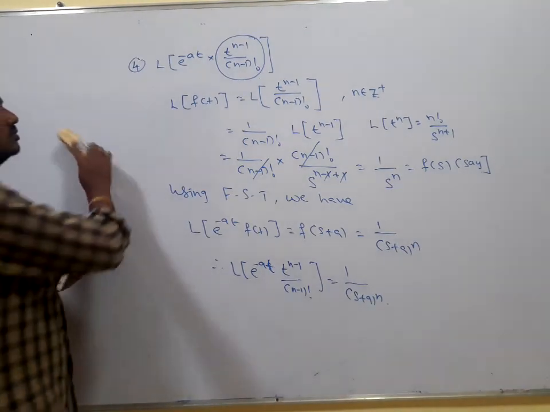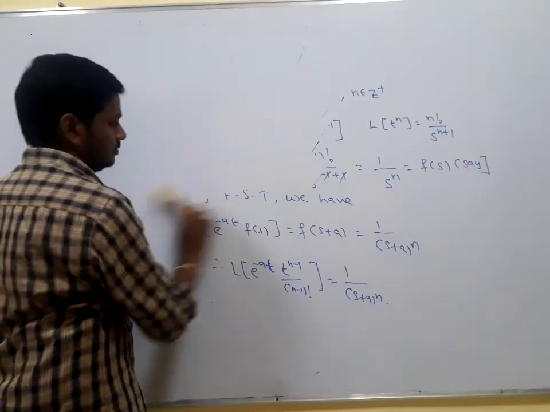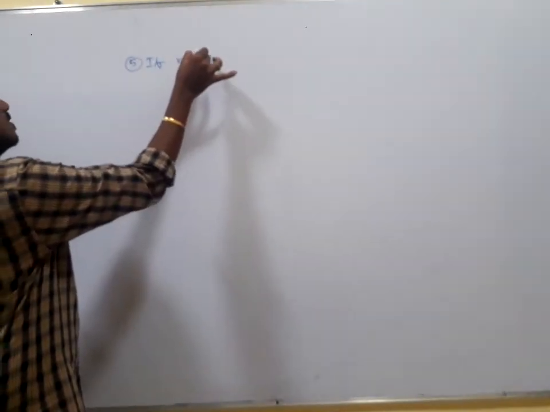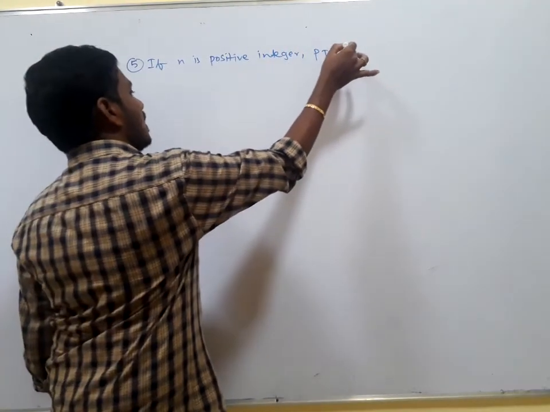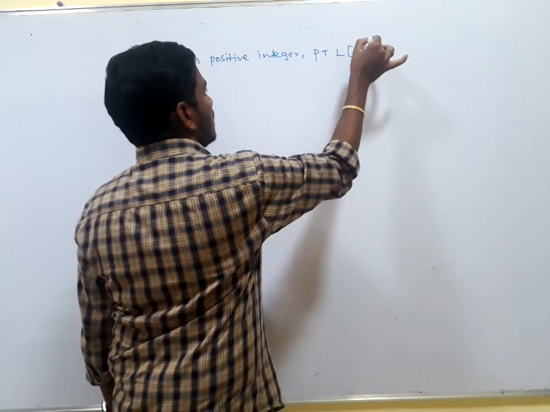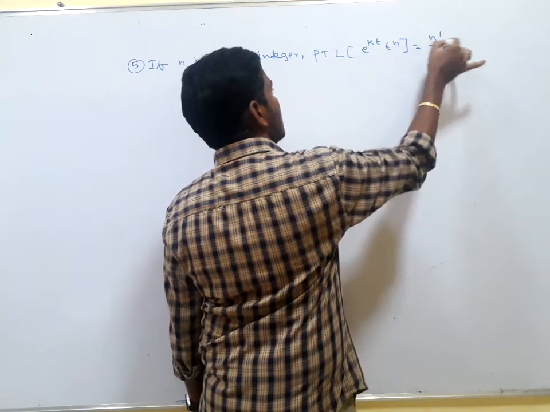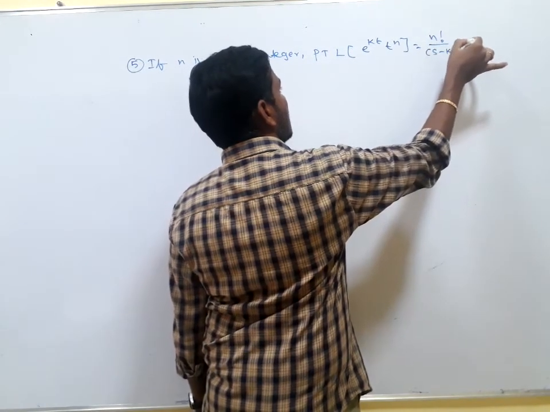Next, the fifth one. If n is a positive integer, prove that the Laplace transform of e to the power of kt into t to the power of n is equal to n factorial divided by (s minus k) whole to the power of n plus 1.